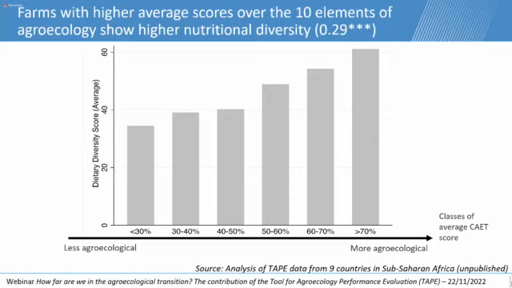So first, when we look at nutritional diversity, we group the farms, the more than 3,000 farms we have in this sample, in categories of CAET score, from the less agroecological, that are under 30% average, to the more agroecological, over 70%. And what we find here is a positive and significant correlation between the degree, the advancement in the agroecological transition, and the nutritional score. So more advanced farms over the 10 elements have higher nutritional diversity. Next slide, please.